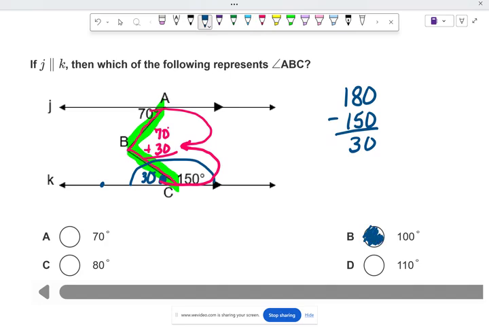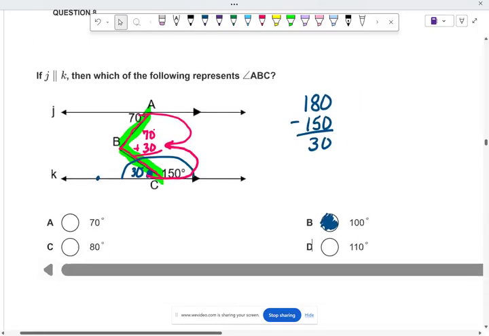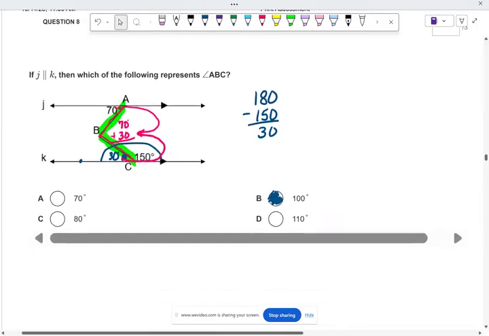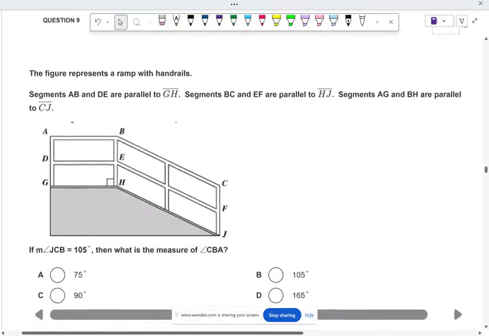Many of you had that answer, but you didn't show your work to justify your answer. You have to show your work so we know how you got your answer. All right, question number 9.